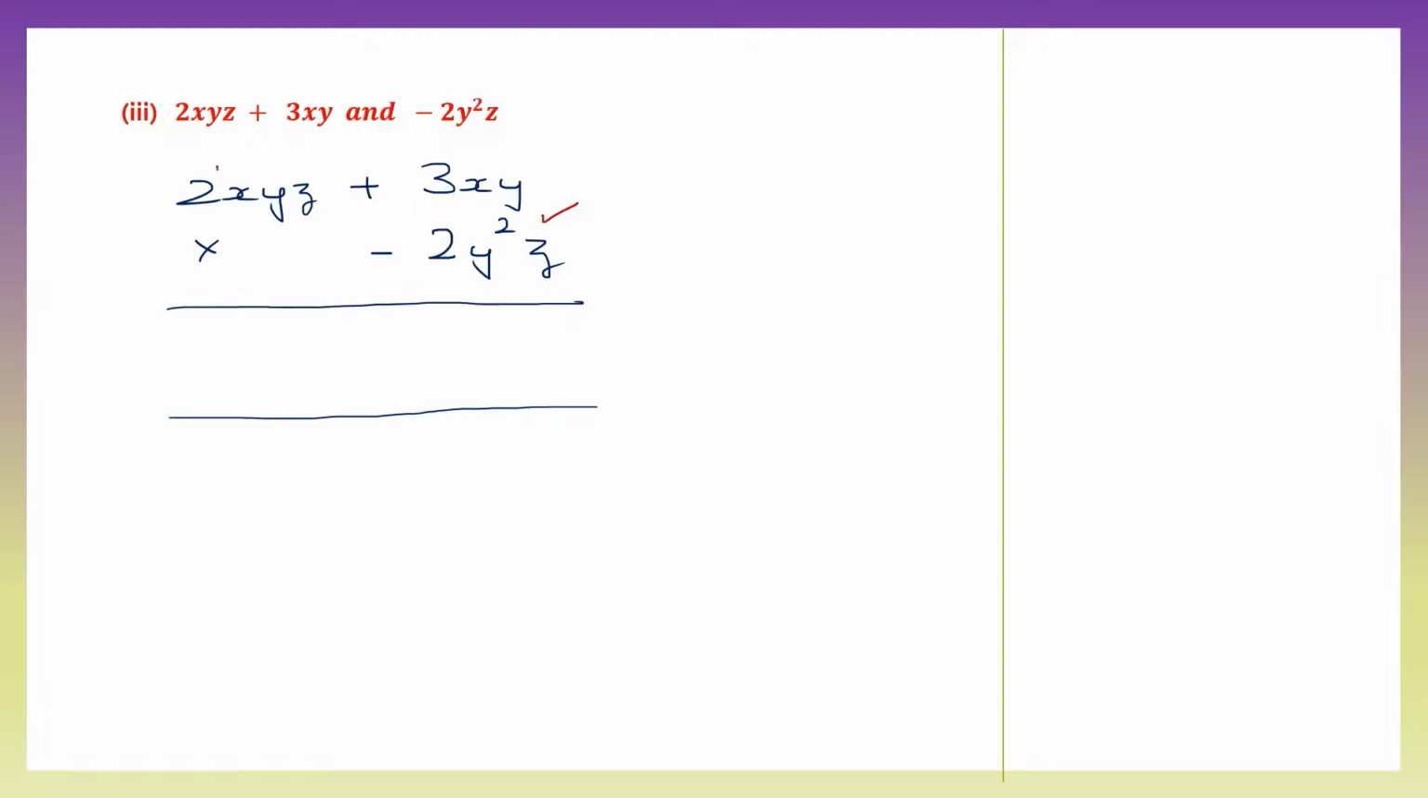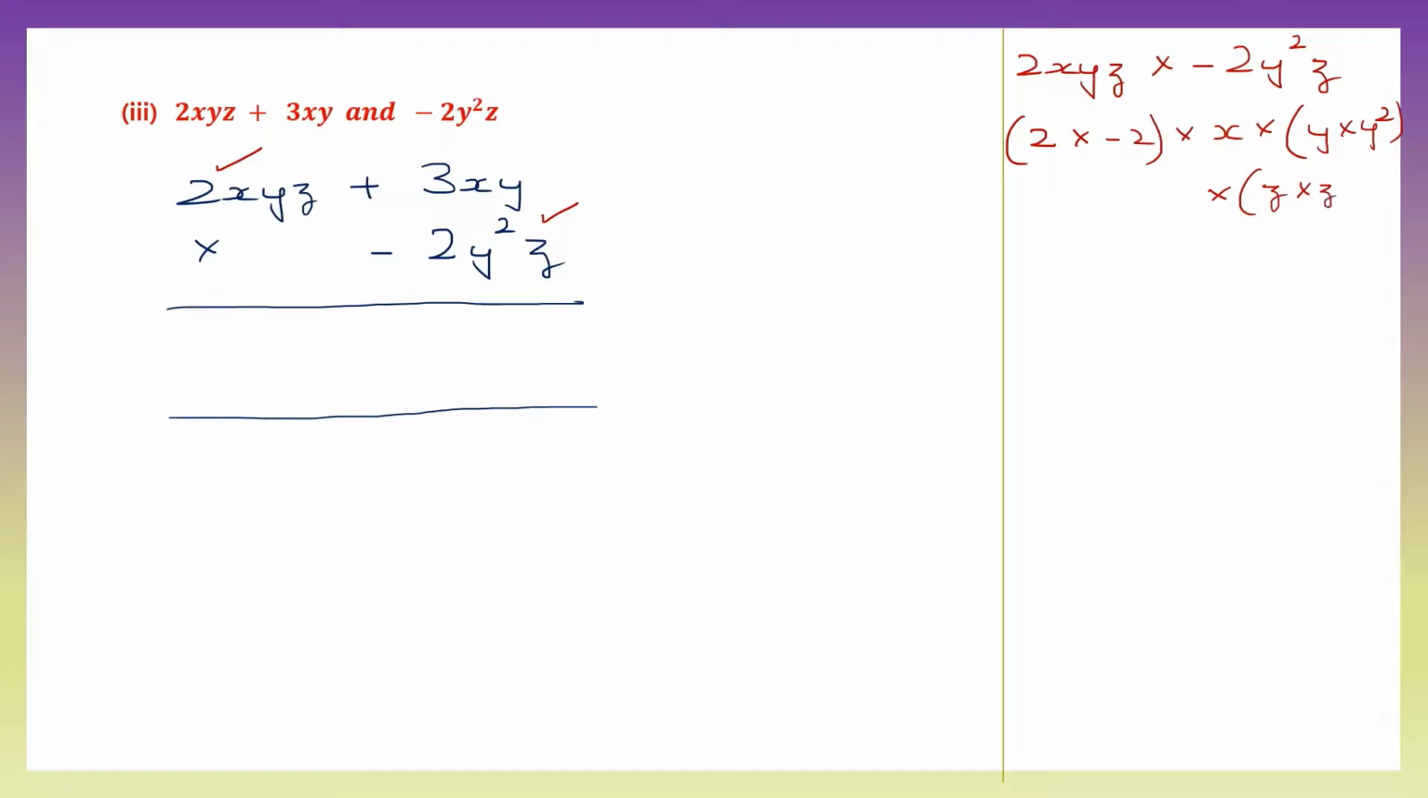Question 3. 2xyz, so let's write that down, 2xyz plus 3xy, multiply this by minus 2y square z. So let's start by multiplying this and this. So let's write it down, 2xyz into minus 2y square z. So first let's take the numbers, 2 into minus 2. Then let's take the x, there's only one x. Let's take the y's, we have 1y into y square. Let's take the z. So we have 1z here and 1 on the other side.